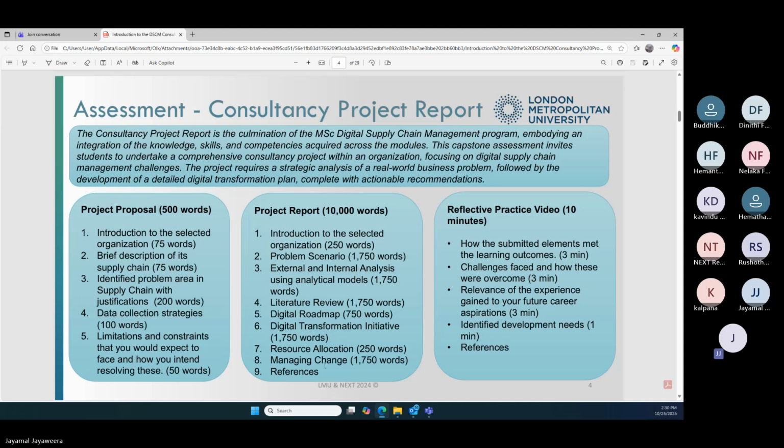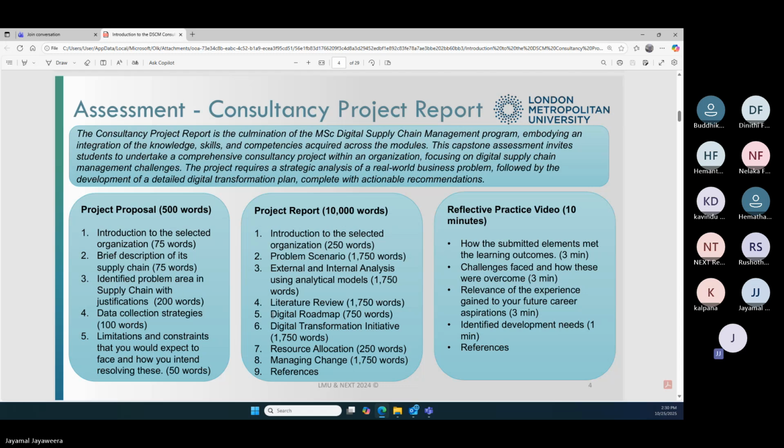Then number 5, you need to draw a digital roadmap. A digital roadmap. That is 750 words, and you need to basically state, in a table or something like that, what is the first thing that you recommend the organization should do, the second thing, third thing, fourth thing, fifth, and the time that it will take. That's a digital roadmap. The stages of your project, of the recommendations.